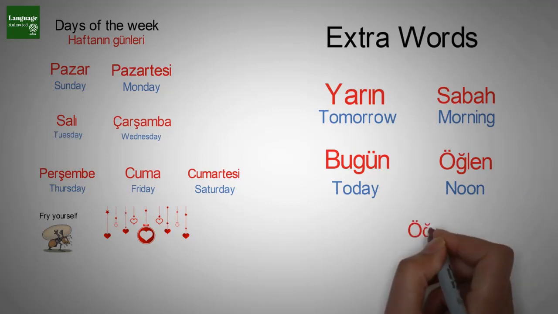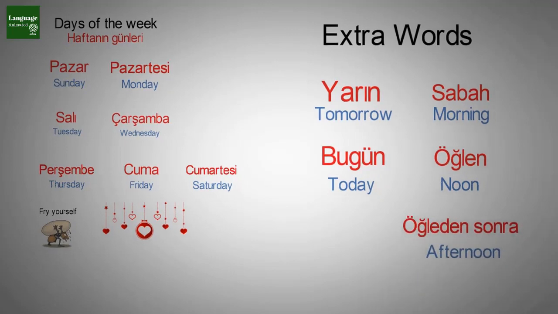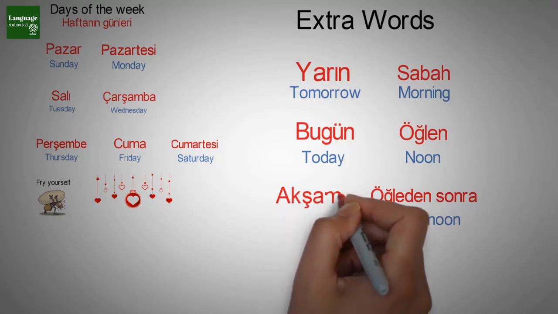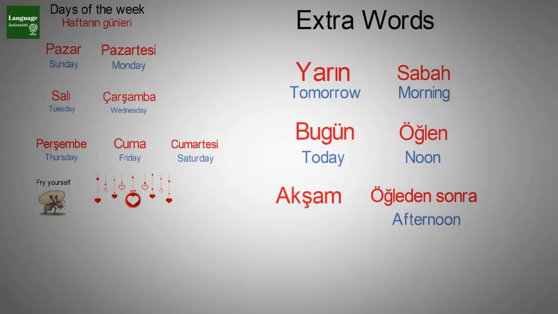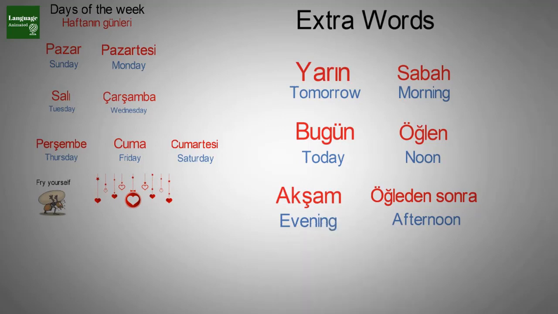Afternoon is öğleden sonra. Öğleden sonra. Akşam. Akşam. Evening. Gece. Gece. Night.